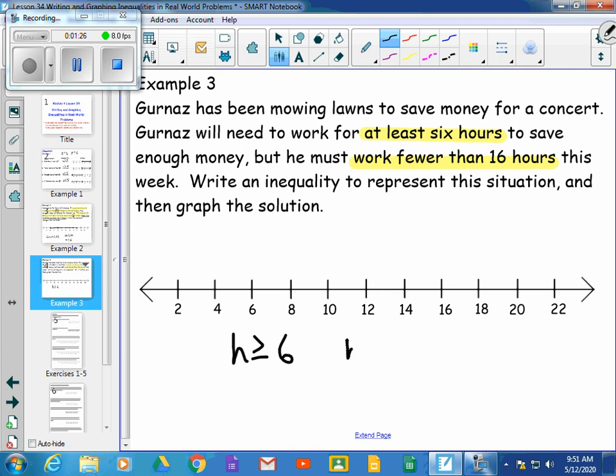If we compare the H to 16, he has to work fewer than 16. So that H, that hours, cannot be 16. 16 is not fewer than 16. 14 and 15 would be fewer, but 17 and 18 would not. So we need to show that the H is smaller than the 16.